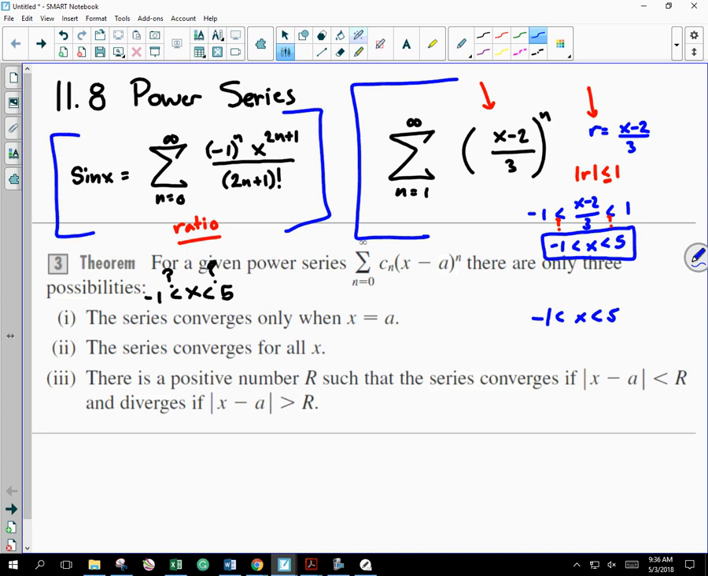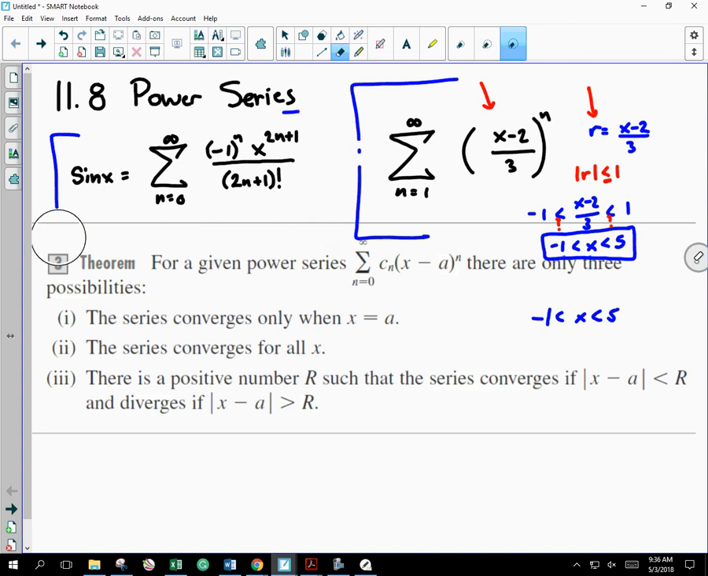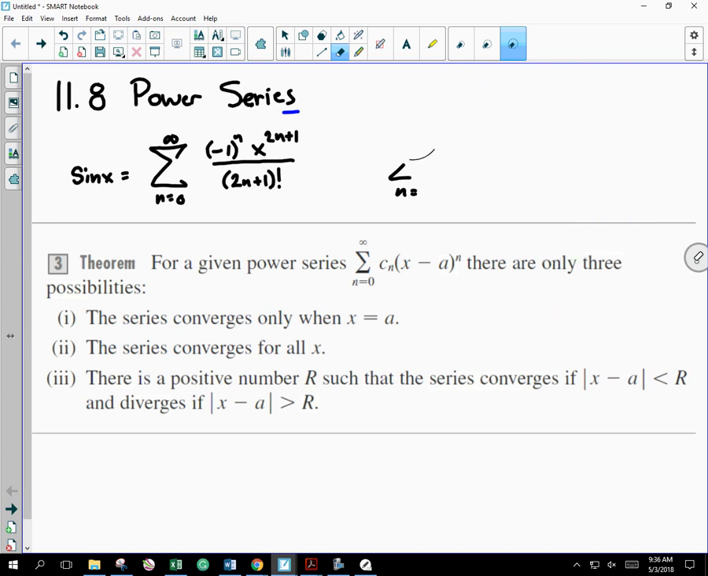Here we go. Do you guys have enough time to copy down this theorem 3? Can anyone explain what it means? I'm going to erase the stuff on the right. No? Okay. It's saying this. This guy, we're always going to be able to find x's that make him converge.